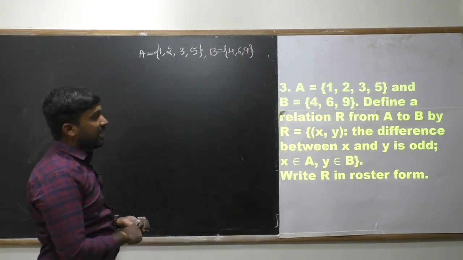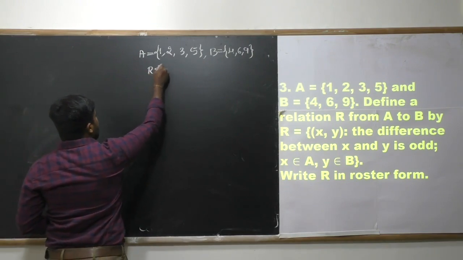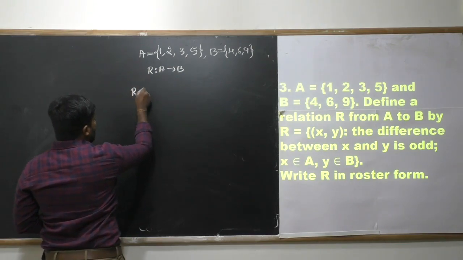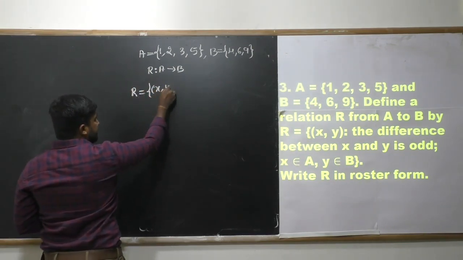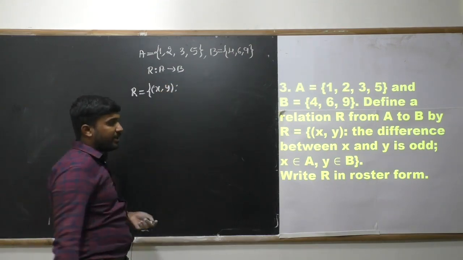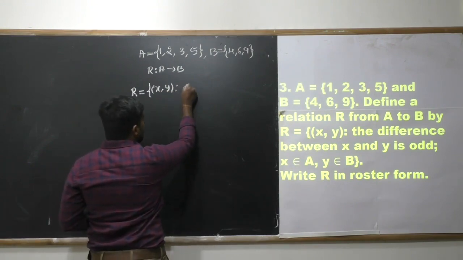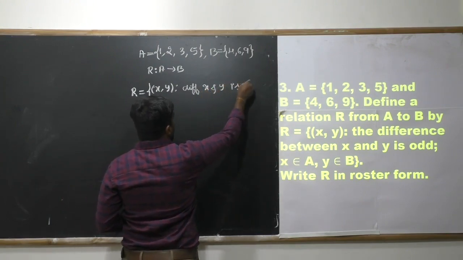Define a relation R from A to B. R is a relation from A to B defined by R is equal to the set containing ordered pairs (x, y) such that the difference between x and y is odd. What is the given condition? The difference between x and y is odd.